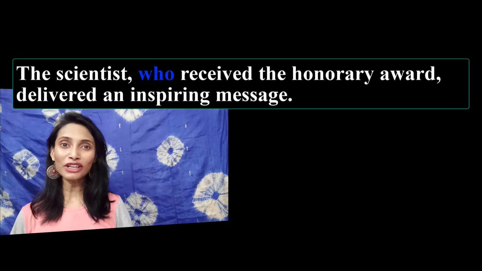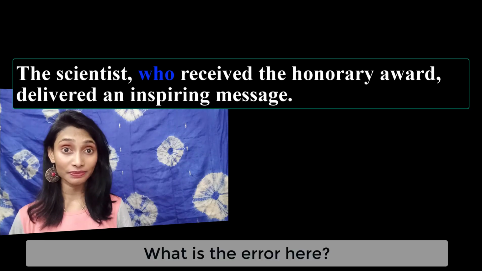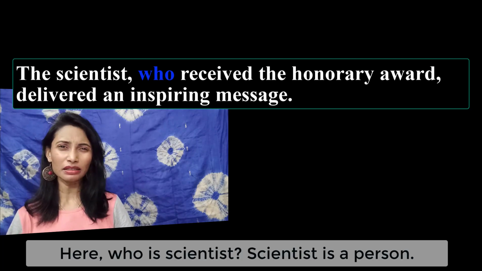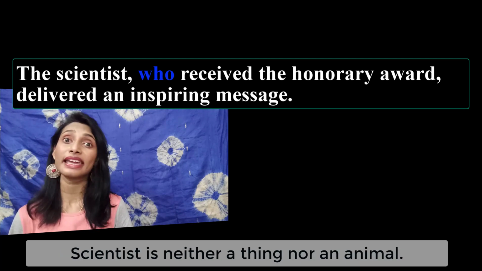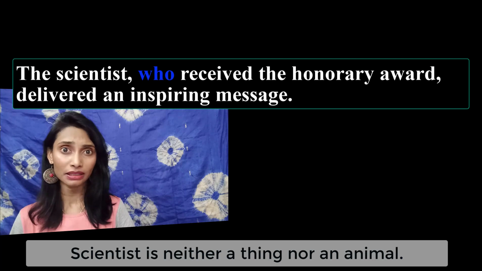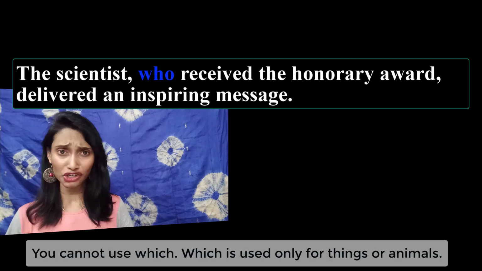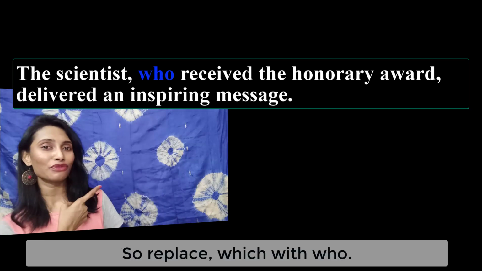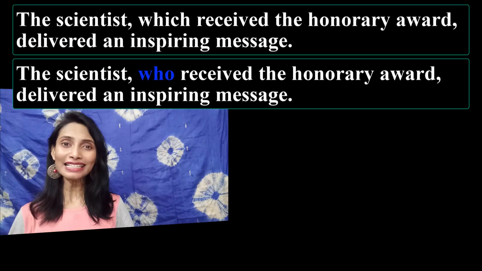The scientist which received the honorary award delivered an inspiring message. What is the error here? The error is with the relative pronoun's usage. Here, who is the scientist? Scientist is a person. Scientist is neither a thing nor an animal. You cannot use which, as it is used only for things or animals. So replace which with who. The scientist who received the honorary award delivered an inspiring message.